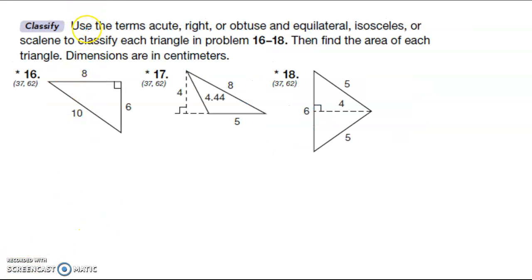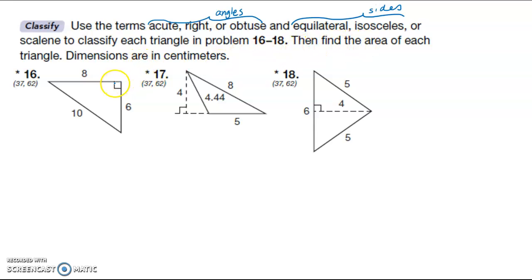Oh boy. Use the terms acute, right, or obtuse. So this has to do with the angles. And equilateral, isosceles, or scalene. So this has to do with the sides. To classify each problem. Then find the area.